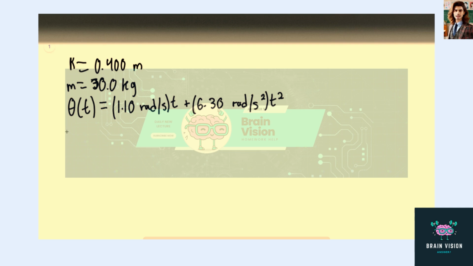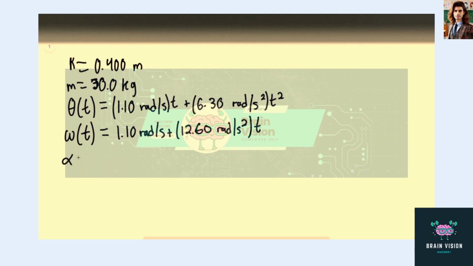Let's first try to find the angular acceleration. It's simply the derivative of the angular displacement. So this will be 1.10 radians per second plus 12.60 radians per second squared times t. And then we can say that the alpha(t) will simply be the derivative of the angular velocity, and this will be 12.60 radians per second squared.